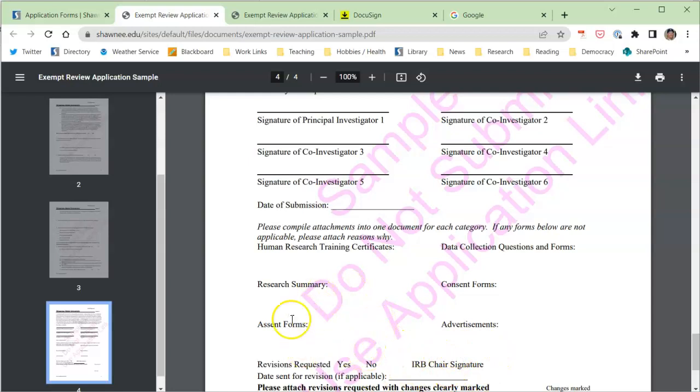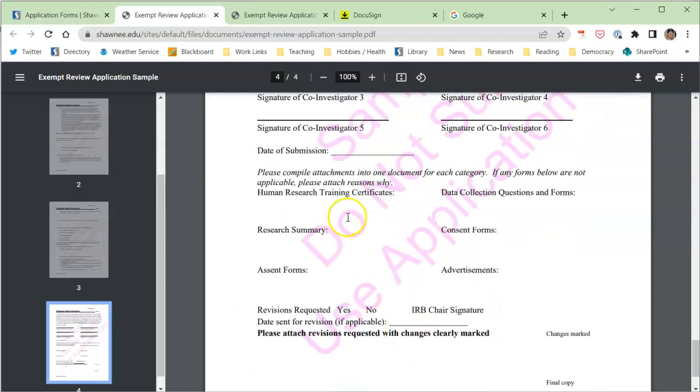So you have all these additional information should be included along with your IRB application. Human subjects research training, any survey protocols, interview protocols, however you're going about doing your study, anything that you've prepared for that study, you would want to include it along with your IRB application.